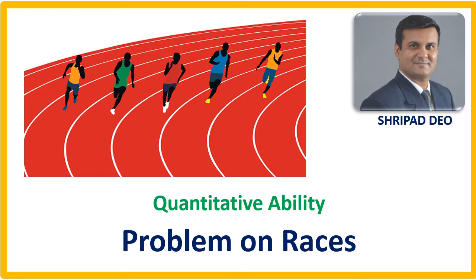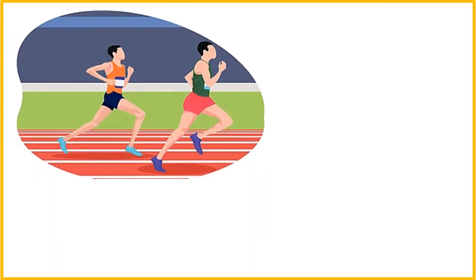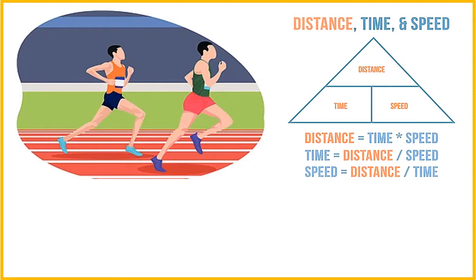Quantitative ability problems on races. This is another topic which is very much related to time and distance. So when it comes to time and distance, the basic three variables involved are speed, time and distance. And the relationship between them is like this.